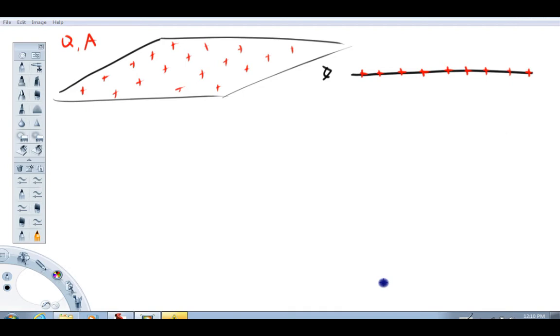The purpose of this video is to give another example of how to use Gauss's law. This example is going to have what's referred to as planar symmetry. So imagine, if you will, a total charge Q spread out over a flat surface of area A. Imagine this is a very large sheet of charge.